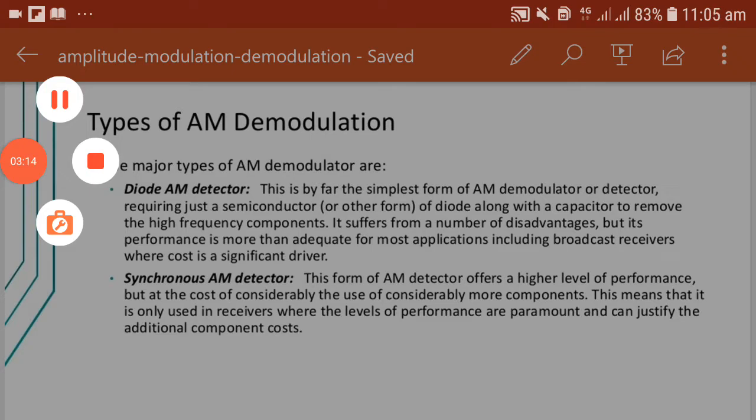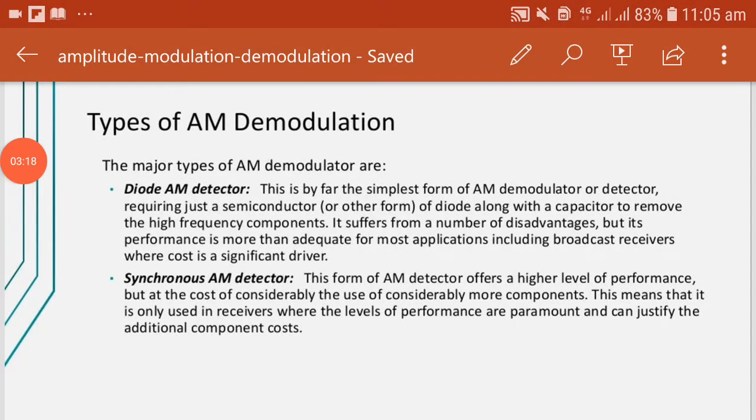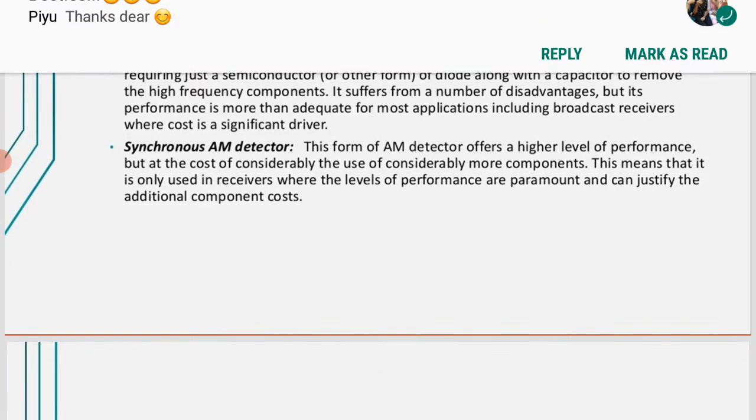Synchronous AM detector. This form of AM detector offers a higher level of performance, but at the cost of considerably more components. This means that it is only used in receivers where the levels of performance are paramount and can justify the additional component cost.